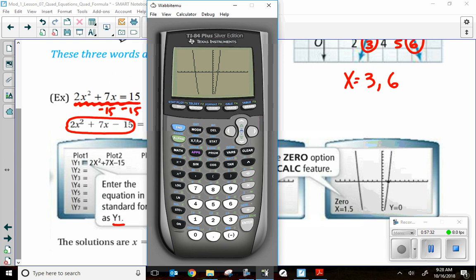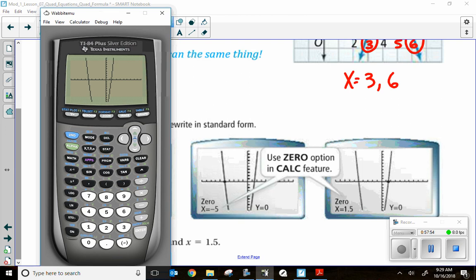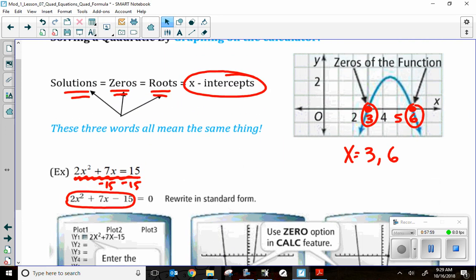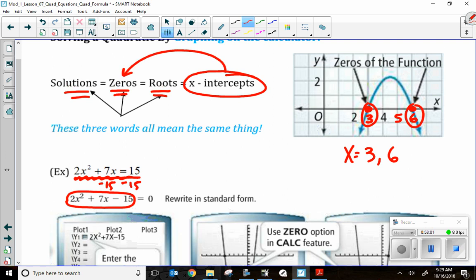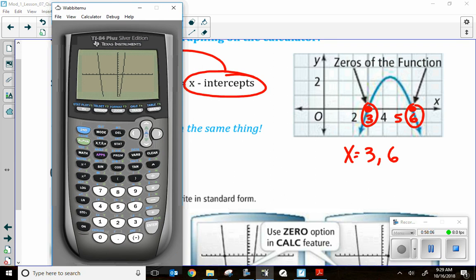I can't see the vertex here, but I don't need to see the vertex. I only need to see where it crosses the x-axis. Now, in order for the calculator to give us these answers, I'm going to use something that's called the zero function. Because remember, the x-intercept is the same thing as a 0, right? So I'm going to ask the calculator to find my zeros for my x-intercepts.